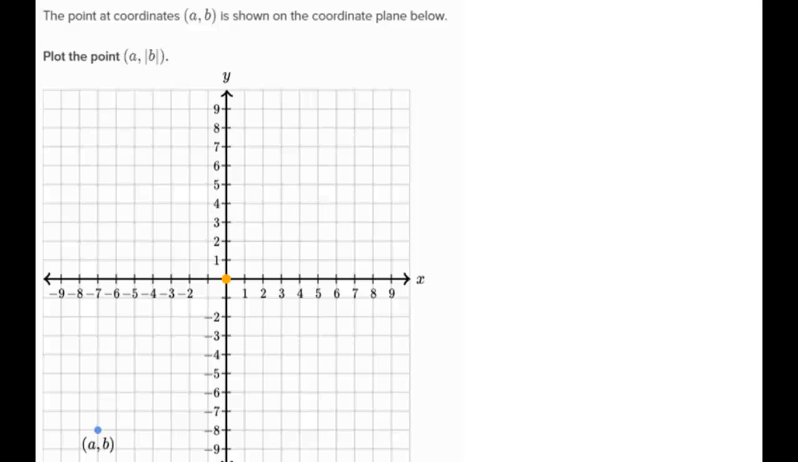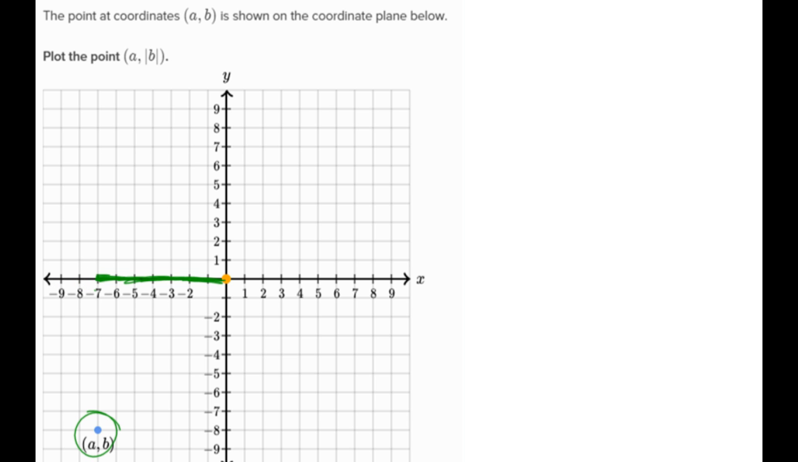Hello. All right, so the point at coordinates A, B is shown on the coordinate plane below. So here is A, B. I want to plot the point A, absolute value of B. A is going to be the same. Remember, we start at 0, 0, and I'm going to go over to A right here. Okay? Fill that in. All right, so whoops, I went a little too far.